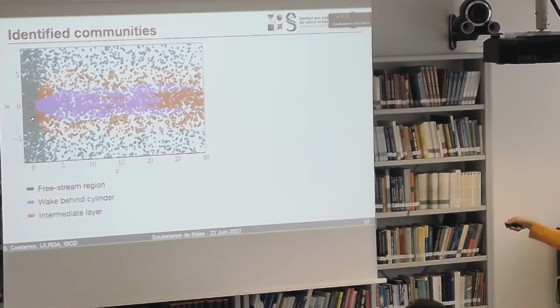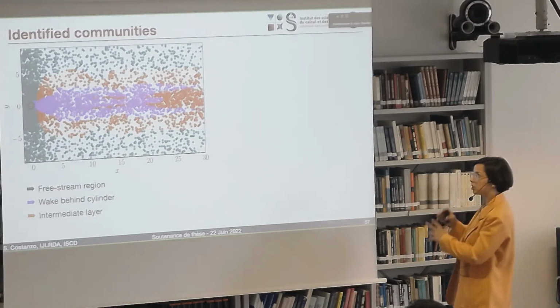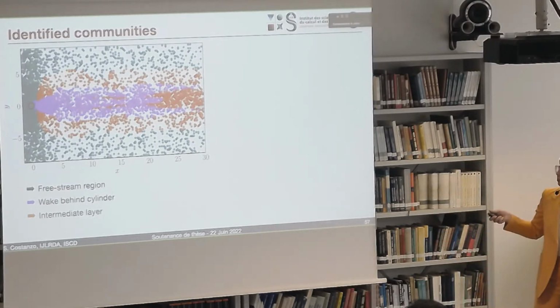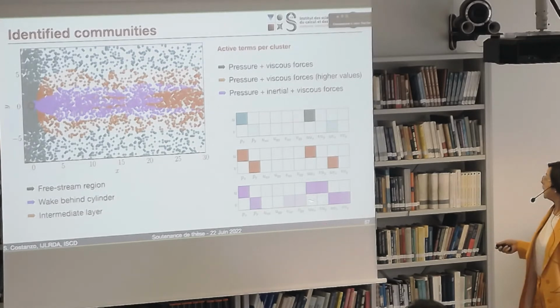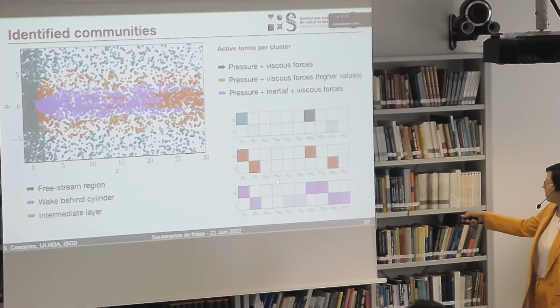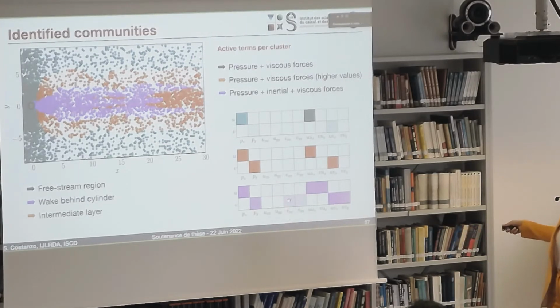So again, we have a wake behind the cylinder, an intermediate layer, and a free stream region. Here we have some mixing because we are moving away from the cylinder, so the clusters start mixing. And if we investigate the active terms, it is coherent with what I found before. This is very low, but it is active. We see the different terms active. Here, everything is normalized by its own maximum value, otherwise this would be white compared to this.